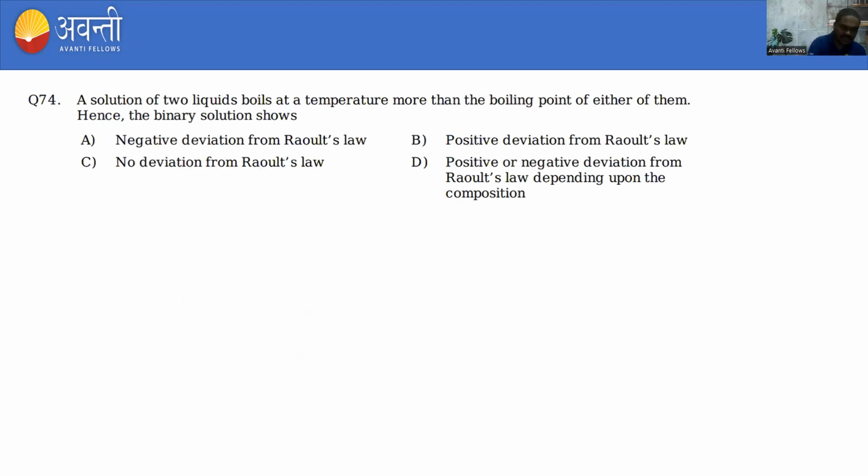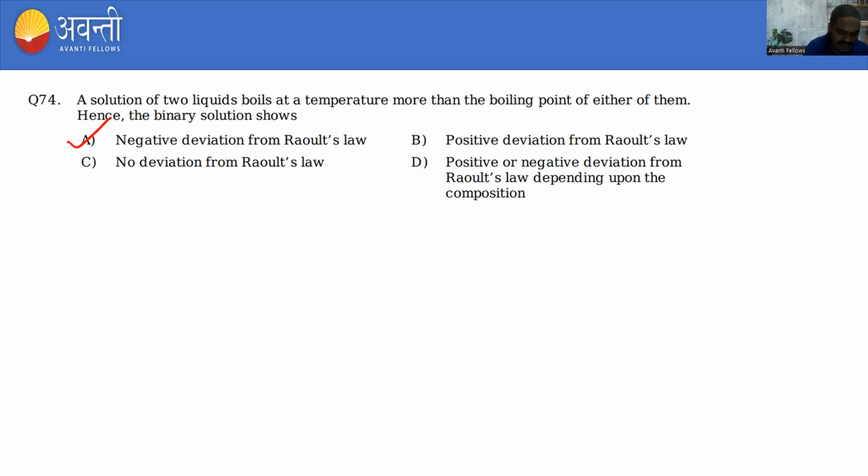Chalo. Next question is 74. A solution of two liquids boils at a temperature more than the boiling point of either of them. Hence the binary solution will follow... So in this they are asking, basically, it will show negative deviation from Raoult's law because it has the higher boiling point, right?